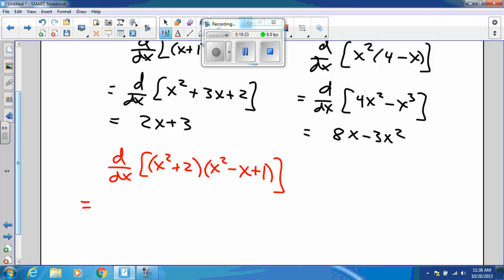This side of the room, Jackson and to your left, all of you multiply this out and take the derivative of it. Count steps. Everybody on this side of the room, Will and to your right, use the product rule and simplify your answer. Go.